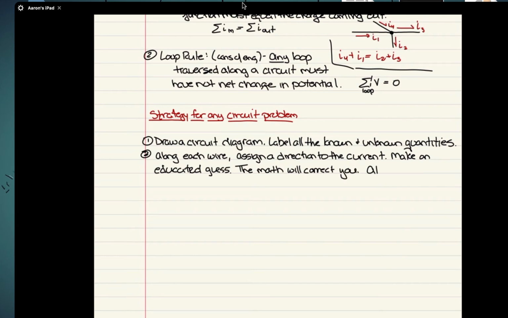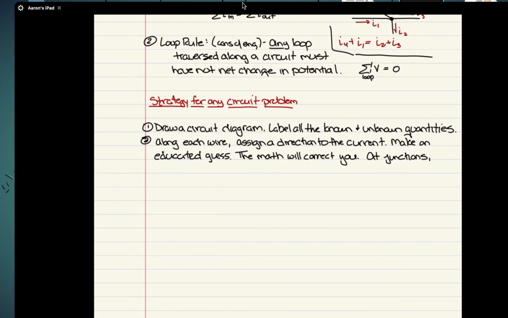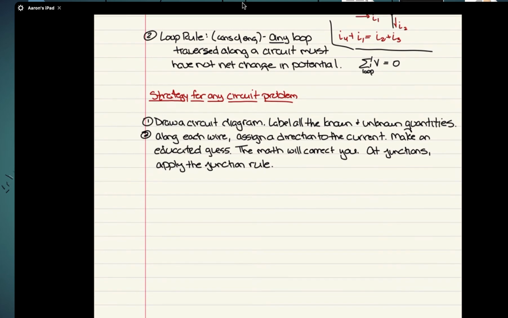Also during this step, at junctions, if they exist, again, we'll see those more tomorrow, not today, apply the junction rule. So if you have junctions where the current is dividing, the junction rule provides a relationship between the currents that you have flowing in and out of that junction, where you have made educated guesses as to the direction of all those currents.